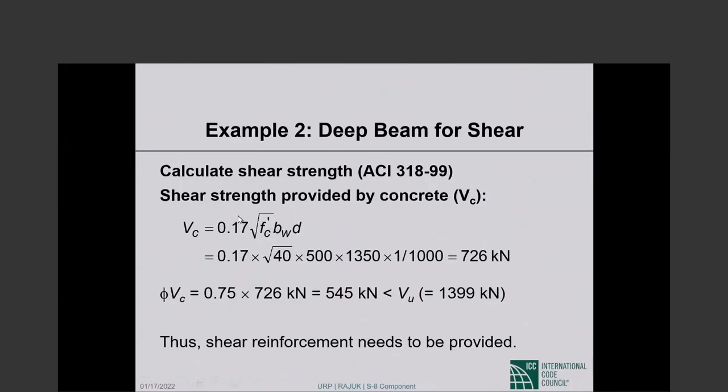V sub c is given by the same expression as before, 2 square root of f sub c prime. That comes to 726 kilonewtons. Reduced by phi, that gives us 545. Obviously, 545 is less than the 1399 that we need to resist. Thus, shear reinforcement needs to be provided.